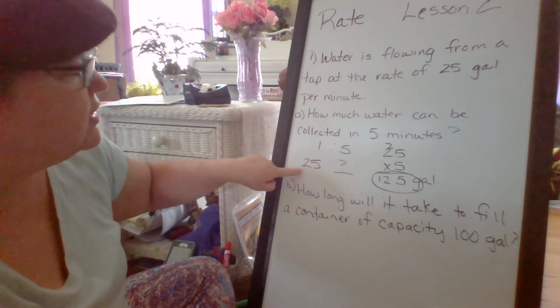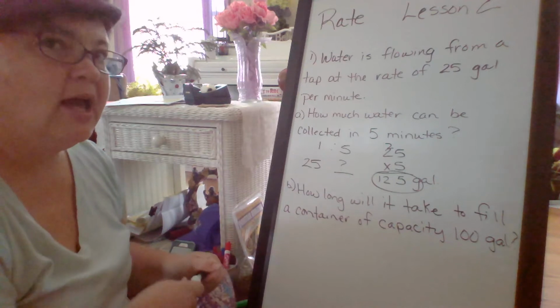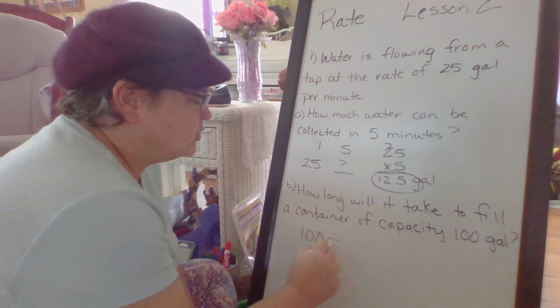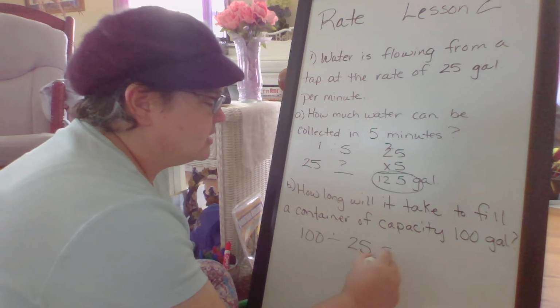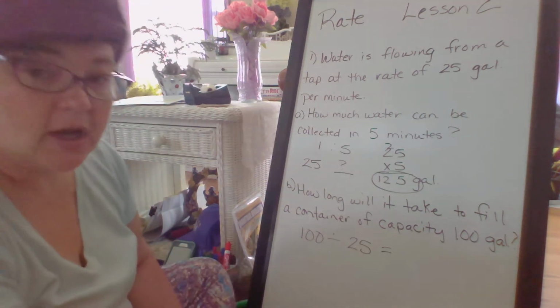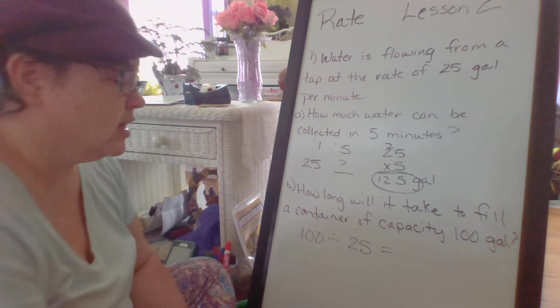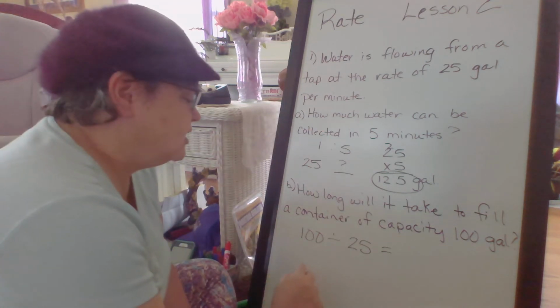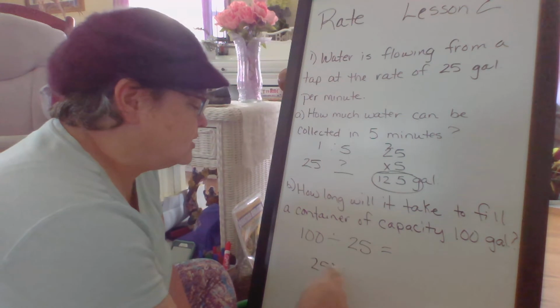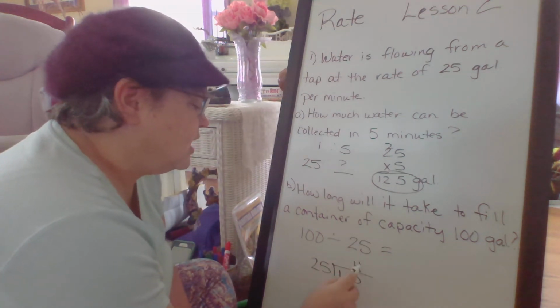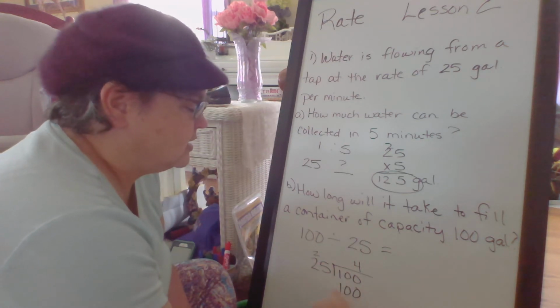If I can do 25 in 1 minute, how many 25s do I need to get to 100 gallons? I need to divide 100 by 25. So we should already know this. 25 into 100 goes 4 times. 4 times 5 is 20. 4 times 2 is 8, and 2 is 10.